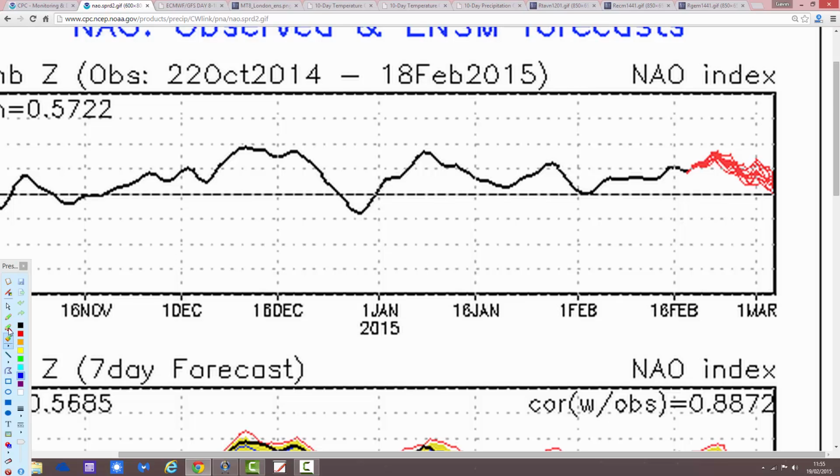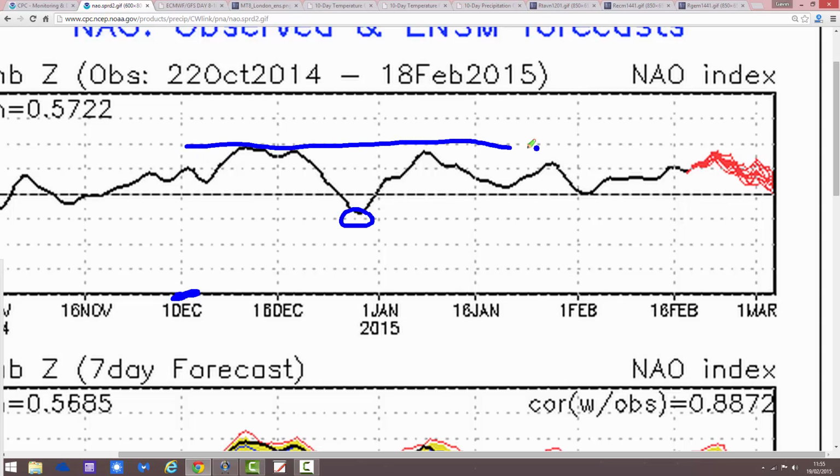So again, we start off here at the start of the winter, just there on December the 1st. You can see that overall the trend again has been very much positive. Just a few days at the end of December we went a bit negative with the North Atlantic Oscillation, but overall we've been in a positive phase of the North Atlantic Oscillation through most of this winter.